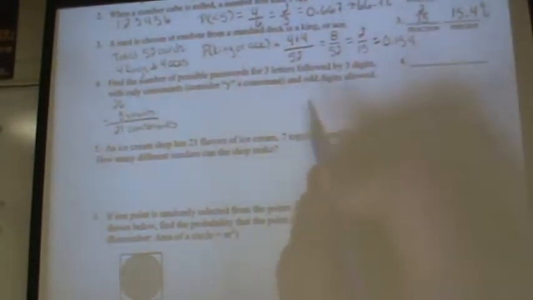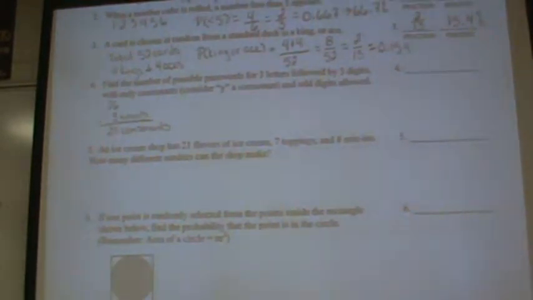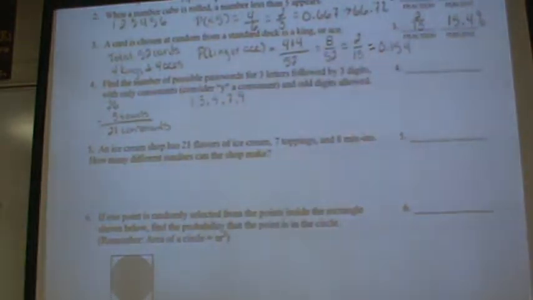And then we also need to find out how many odd digits there are. So when we think about our digits, we have 0 through 9. So we have 1, 3, 5, 7, and 9 are all odd. So we have 5 odd digits that we can choose from.